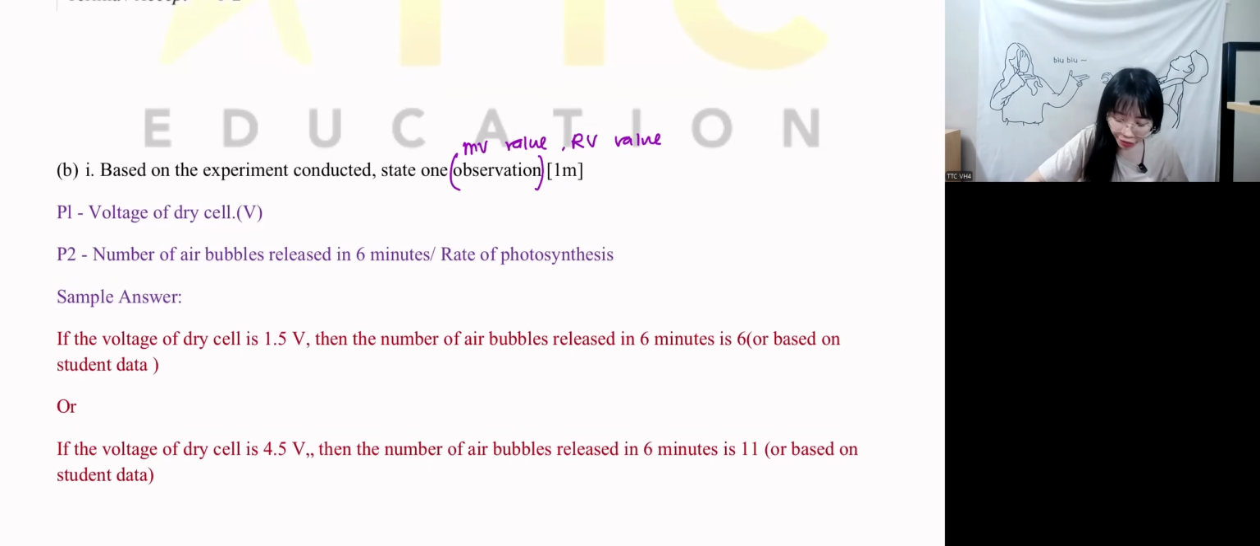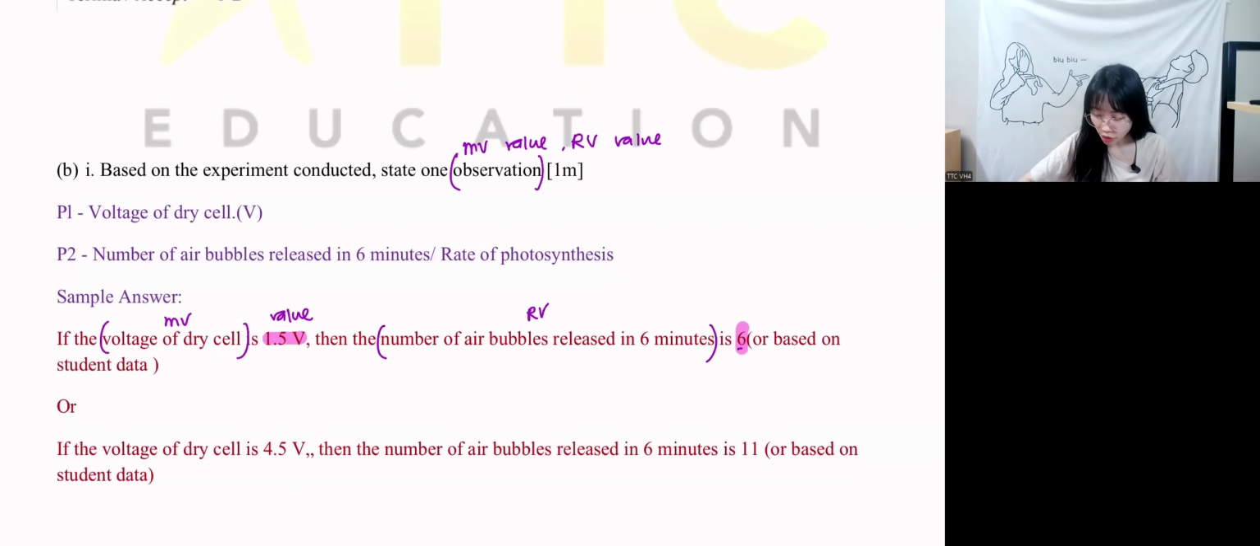So you're going to say, if the voltage of the dry cell is 1.5, 1.5 is the value. This is your MV. If your MV is 1.5, the number of bubbles released in 6 minutes is your RV, which is 6.